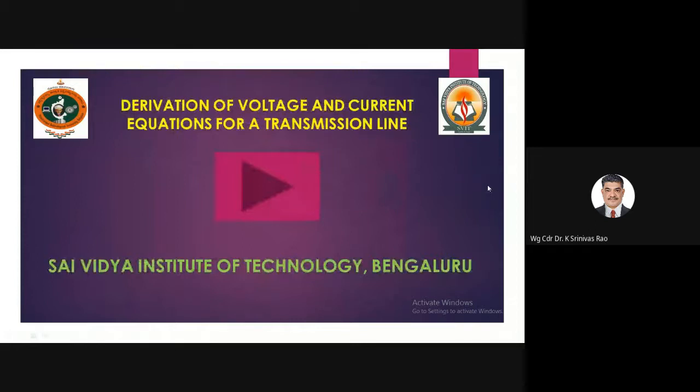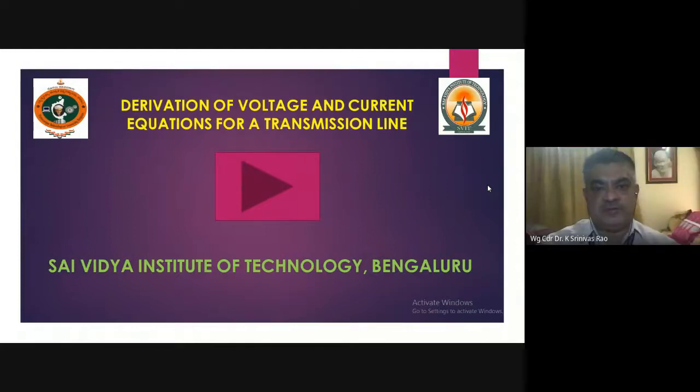The derivation of voltage and current equations for a transmission line is a very important topic because many times in the VTU question paper, this question has been asked in various forms, with approximately 8 to 10 marks, sometimes even 12 marks, along with the solutions. So it is a very important topic from the examination point of view. We will see how this happens.